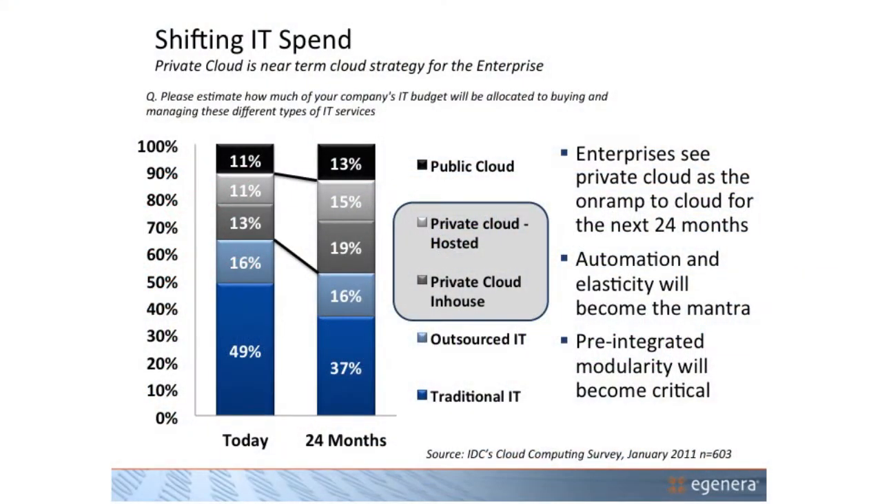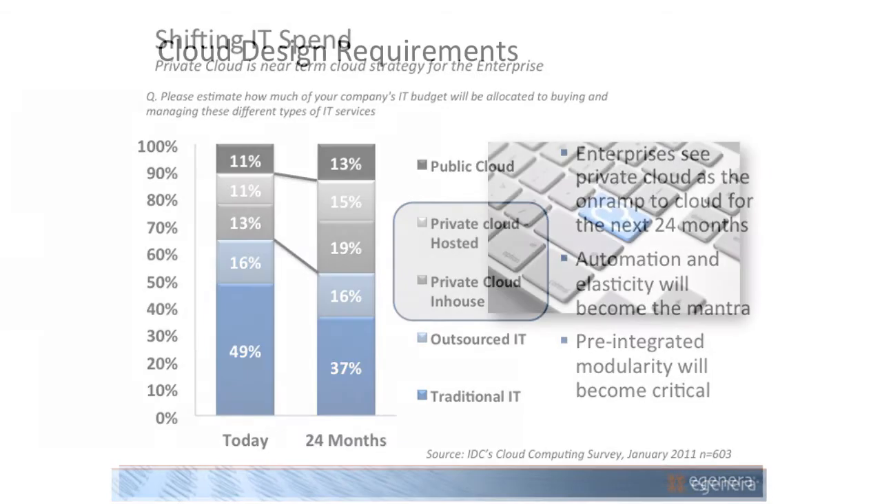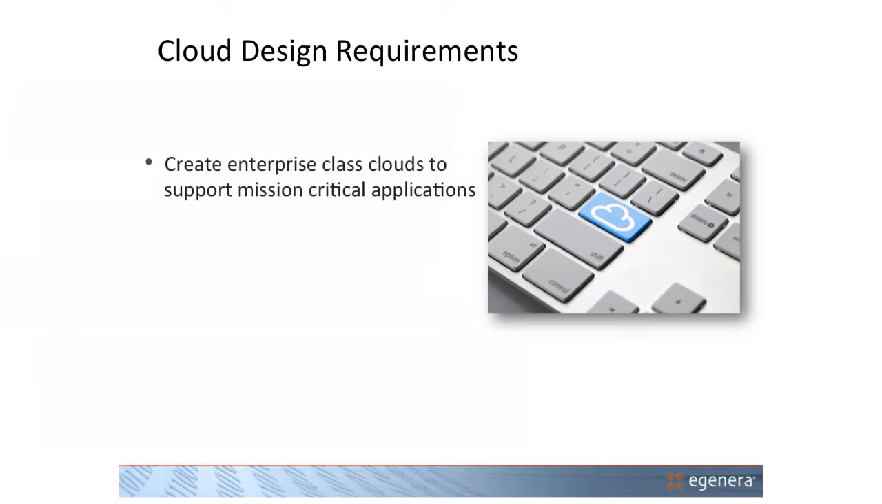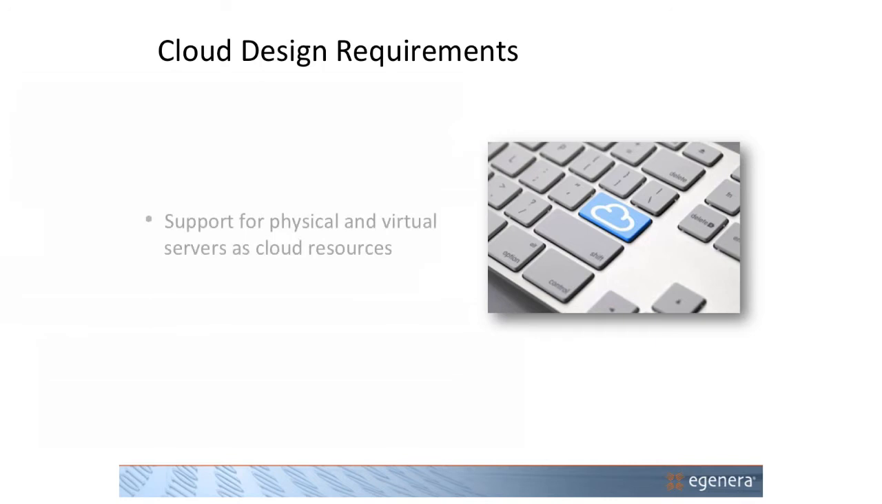A recent IDC survey found data center managers expect to allocate nearly 50% of their budgets to running services in the cloud, be it public or private, by the end of 2013. Driving this transition is the need to improve total cost of ownership through greater automation and elasticity of services. As part of this transition, they are looking to bring business and mission critical applications into the cloud. To do so requires a cloud infrastructure that consists of a mixture of physical and virtual resources.